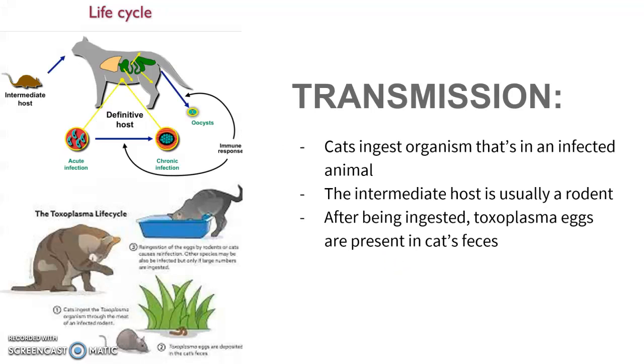The way this parasite is transmitted is by cats ingesting the organism that's in an infected animal. The intermediate host is usually a rodent. After being ingested, toxoplasma eggs are present in cat feces. When cats chase after mice or rats, which are the intermediate hosts that carry the parasite, that is the way the cats get infected. Cats can also become infected by eating food that has been contaminated with oocysts from feces.